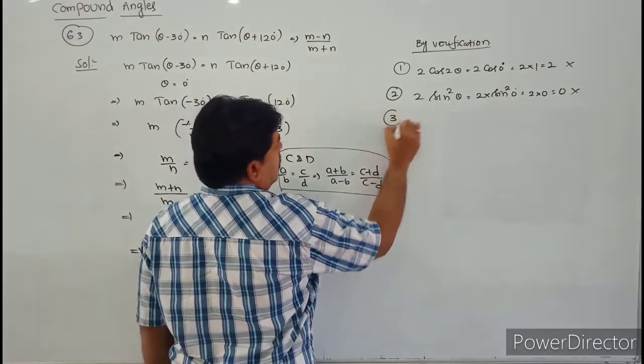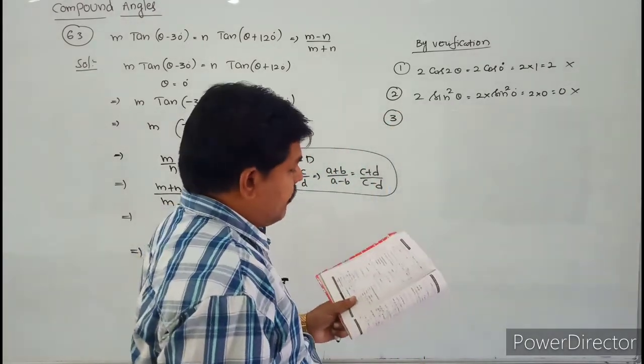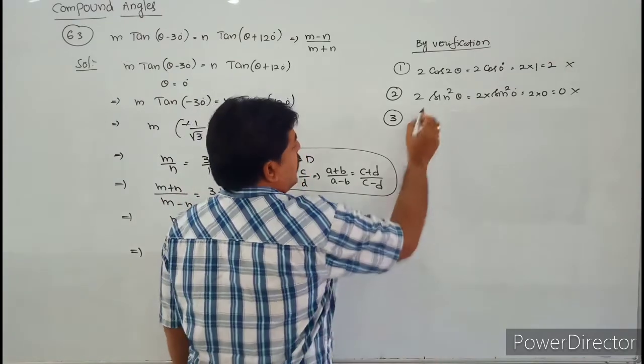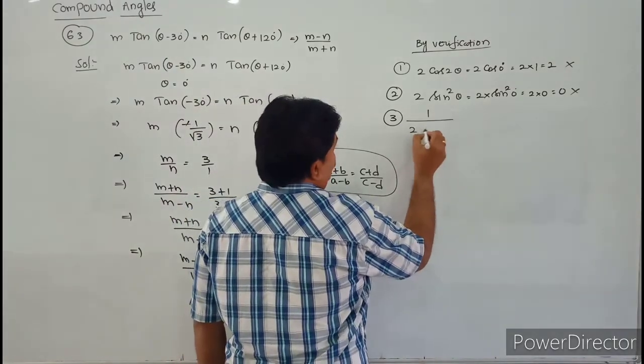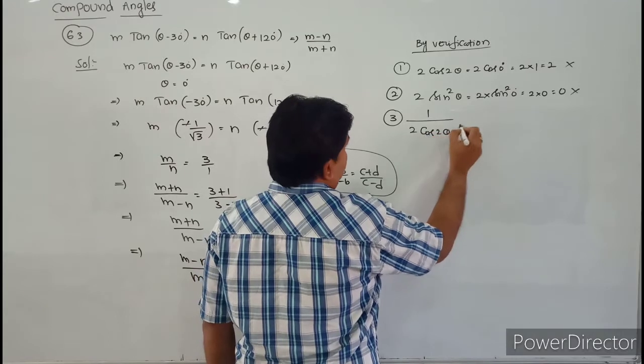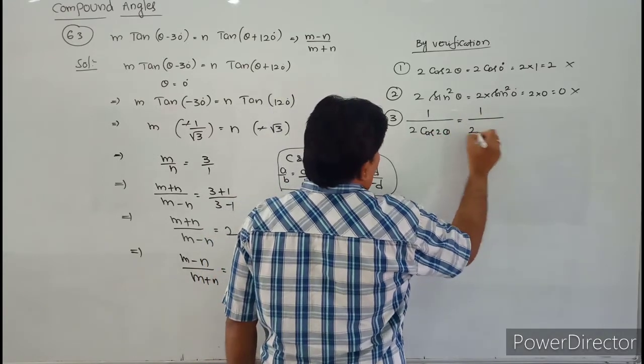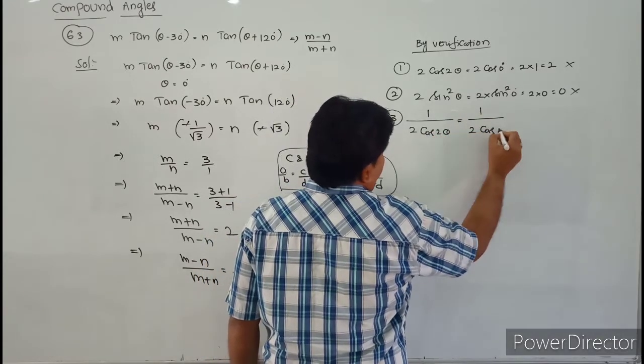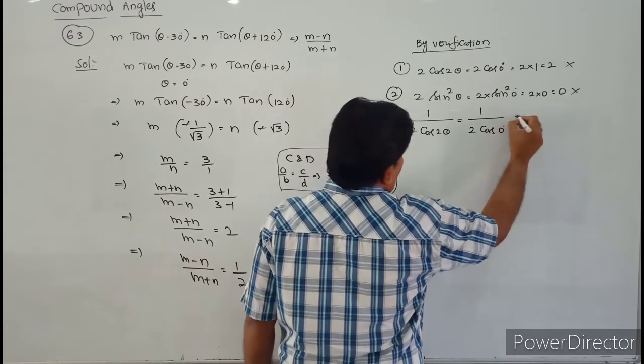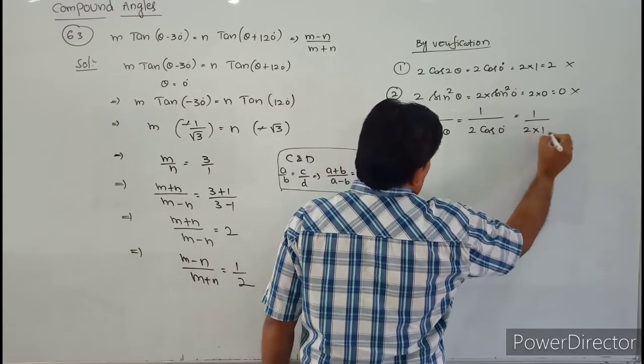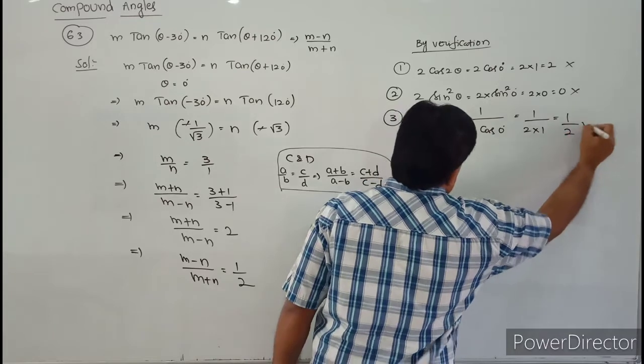See the third one. What is the third one, students? 1 by 2 cos 2θ. That is 1 by 2 into cos 0°, and cos 0 is 1, so that is 1 by 2 into 1, which is equal to 1 by 2. This is the answer.